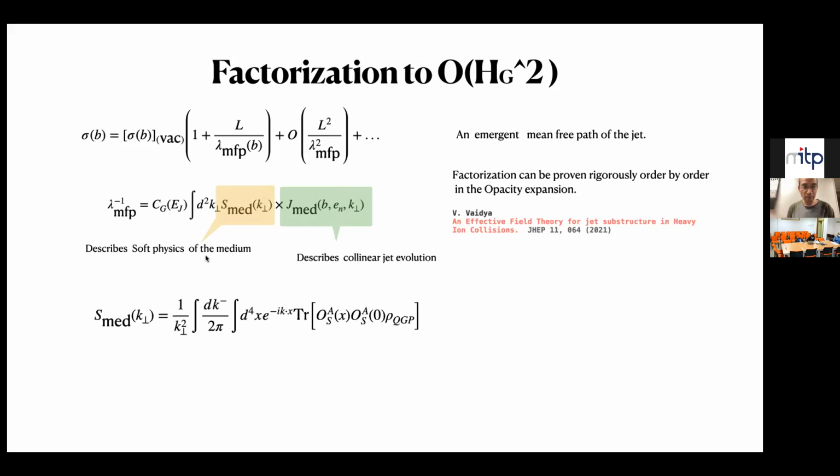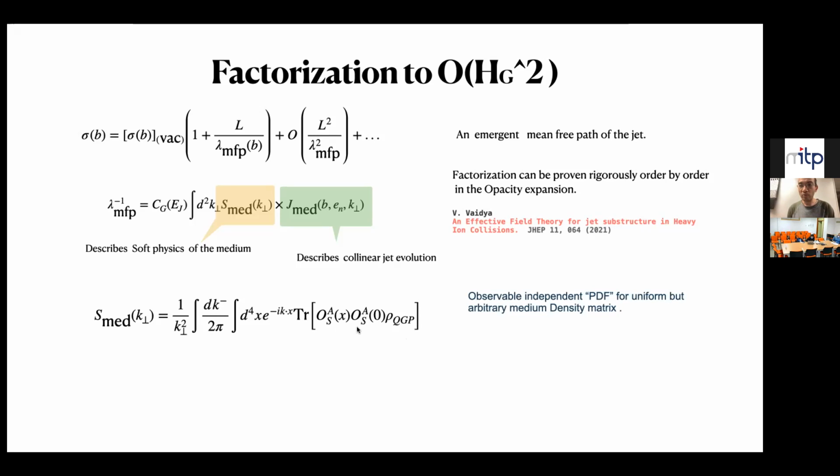In particular, the soft physics of the medium, or the medium structure function, is simply written as a trace over the two soft operators that I showed you earlier, which appear in the Glauber Hamiltonian, within the background of the density matrix of the quark gluon plasma. So this is really interesting because this is for the first time giving you an observable independent definition for what I would like to call the parton distribution function of the medium.